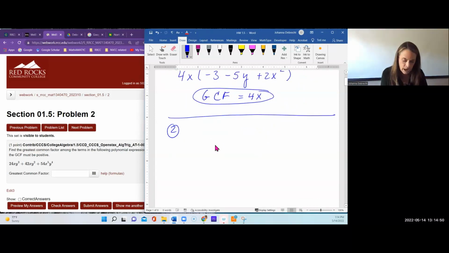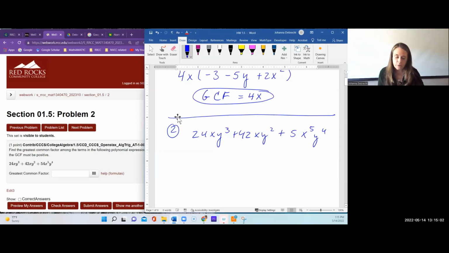Now let's work on number 2. For number 2, I have 24xy cubed plus 42xy squared plus 5x to the 5th, y to the 4th. And I want to find the greatest common factor. We're going to start with numbers 24, 42, and 5. I thought I was on a roll with 24 and 42 since they're both divisible by 6, but the 5 kind of put the kibosh on that. 5 is a prime number. If 5 doesn't go into these numbers, then they don't have a greatest common factor that is just a number.